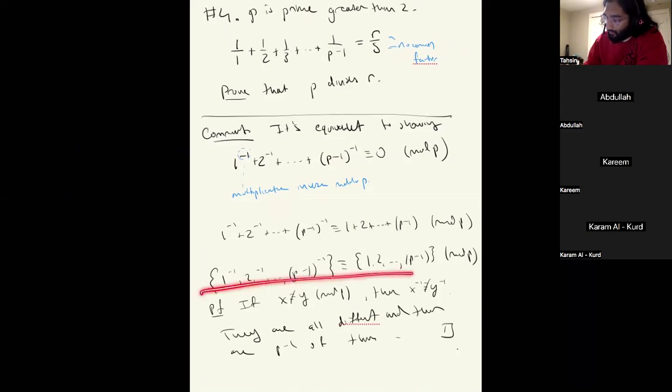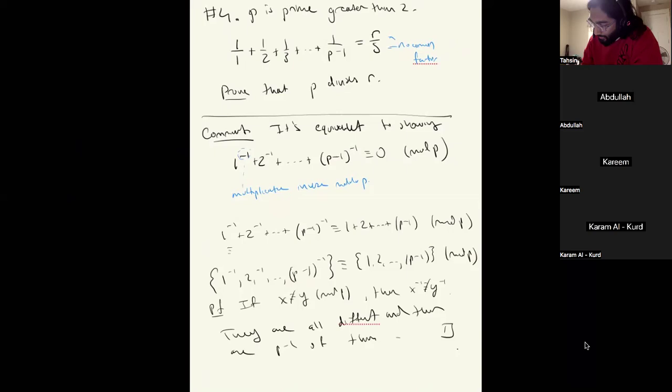Did it make sense why this claim is true? Yeah. Okay, good. So then I guess we're done, right? So then this guy is equal to what? This is congruent to, well, okay. Maybe we should be a little bit careful.